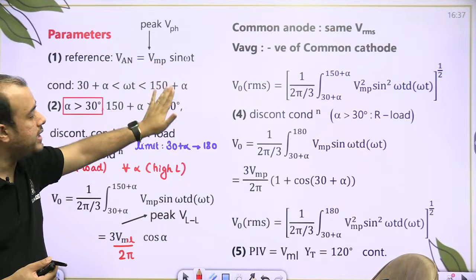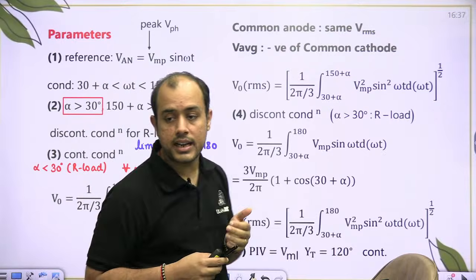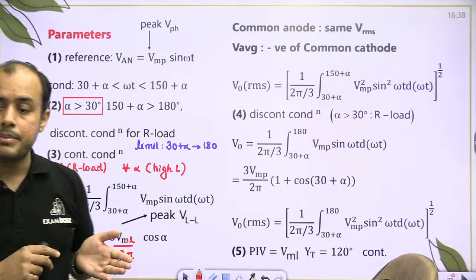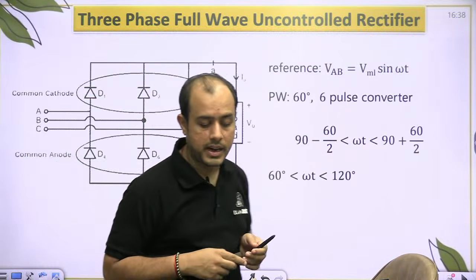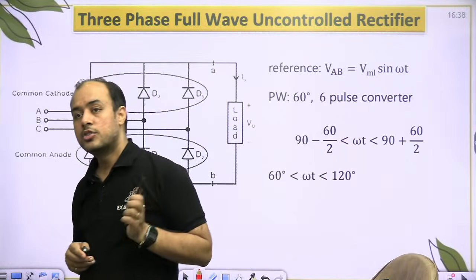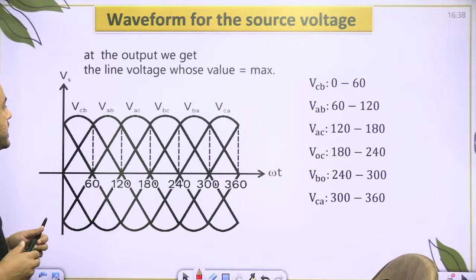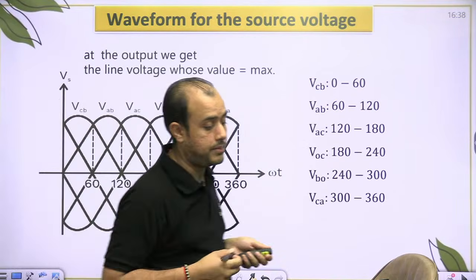90 plus 120/2 is 150. So for this sin omega t, beta, this is the trick to find its interval: 90 minus pulse width by 2 till 90 plus pulse width by 2. Understood the trick? So here VAB will come at the output from 60 to 120. So from 60 to 120 you are getting VAB.